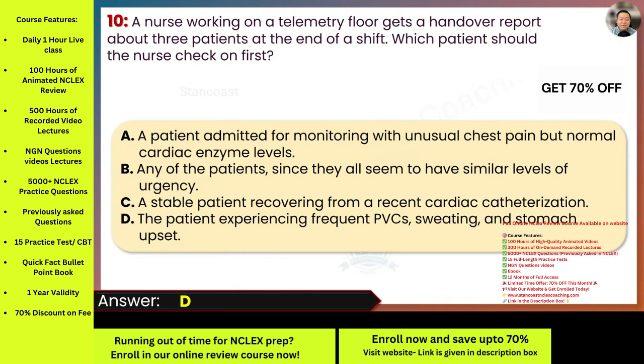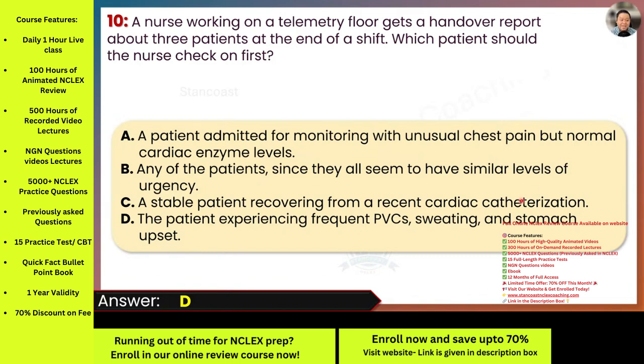So in this type of question, you have to look for signs of immediate danger, such as the frequent PVCs, and also consider letter A. Since the patient has chest pain but normal cardiac enzyme levels, this is going to lower the priority. And in this type of question, you have to recognize the importance of subtle symptoms.